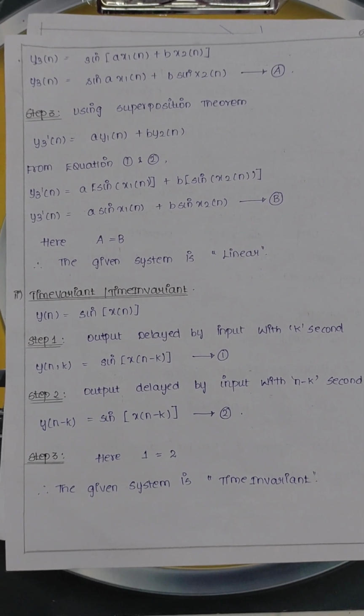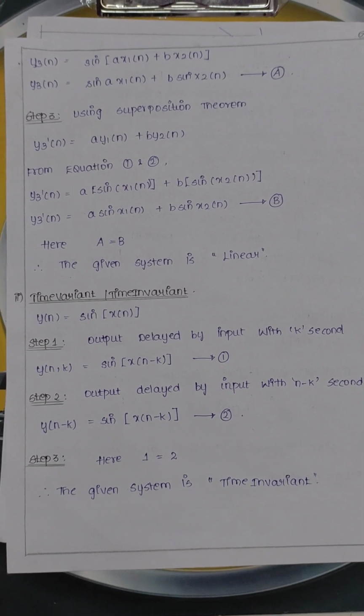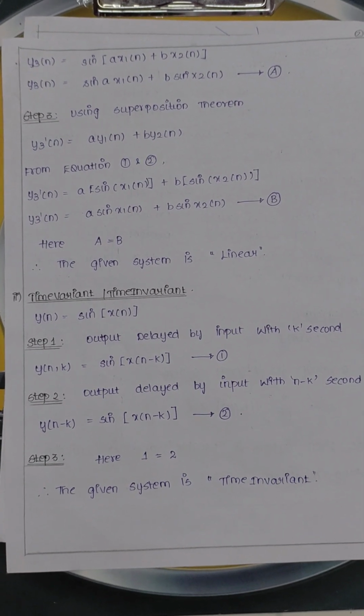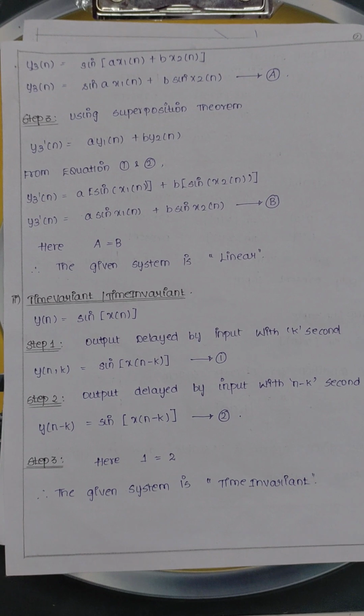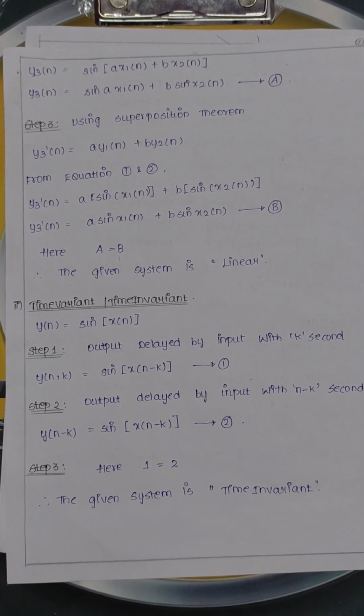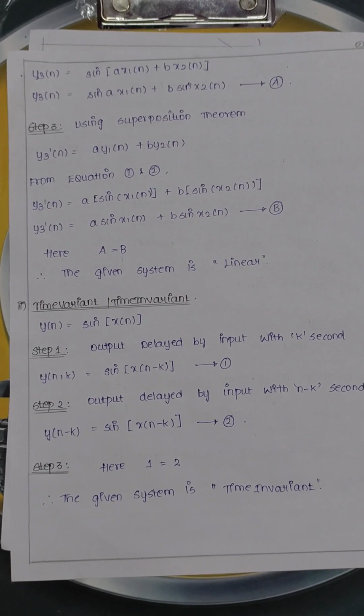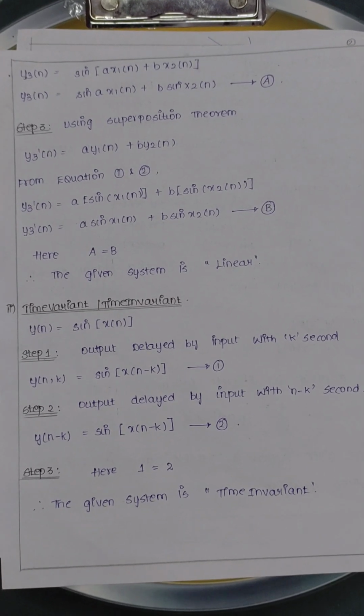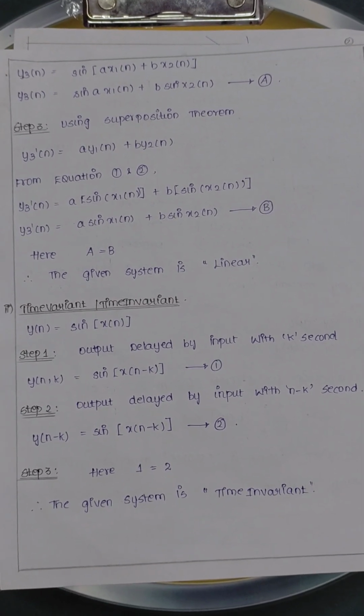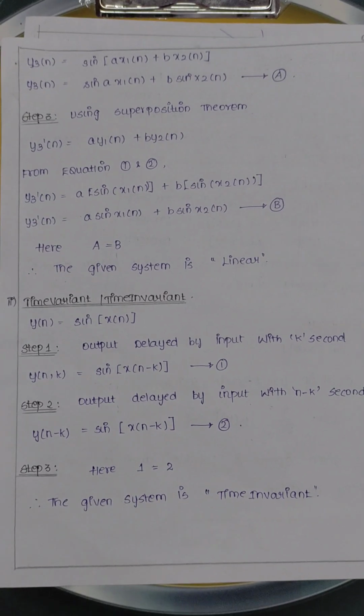Equation number B. Now check step number 2, equation A, and step number 3, equation B. Both are the same. y3 of n is equal to y3 dash of n. If y3 of n is equal to y3 dash of n is satisfied, hence linearity is proved. The given system is said to be linear. Okay. Come to the second case.